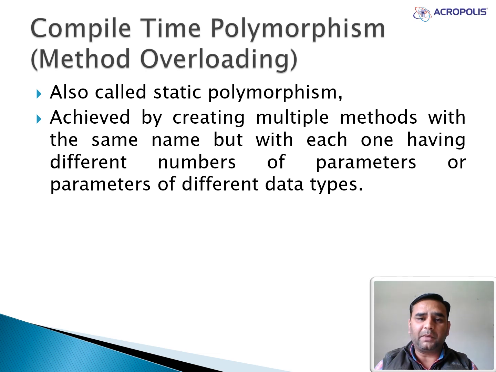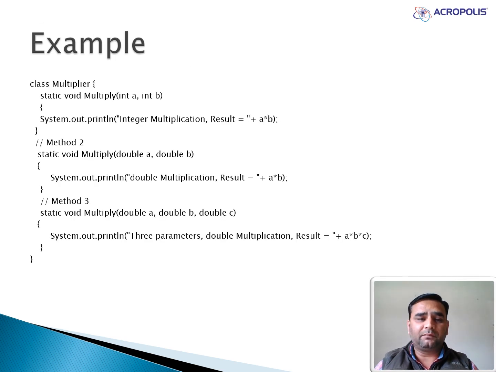Now, compile time polymorphism or method overloading. It is also called static polymorphism, as we have already seen. It is achieved by creating multiple methods with the same name, but with each one having a different number of parameters or parameters of different types. So whenever we have methods with the same name with a different number of parameters, or different types of parameters with the same number, then it is called method overloading. So method overloading is a way by which we can implement compile time polymorphism. So this is an example of method overloading.